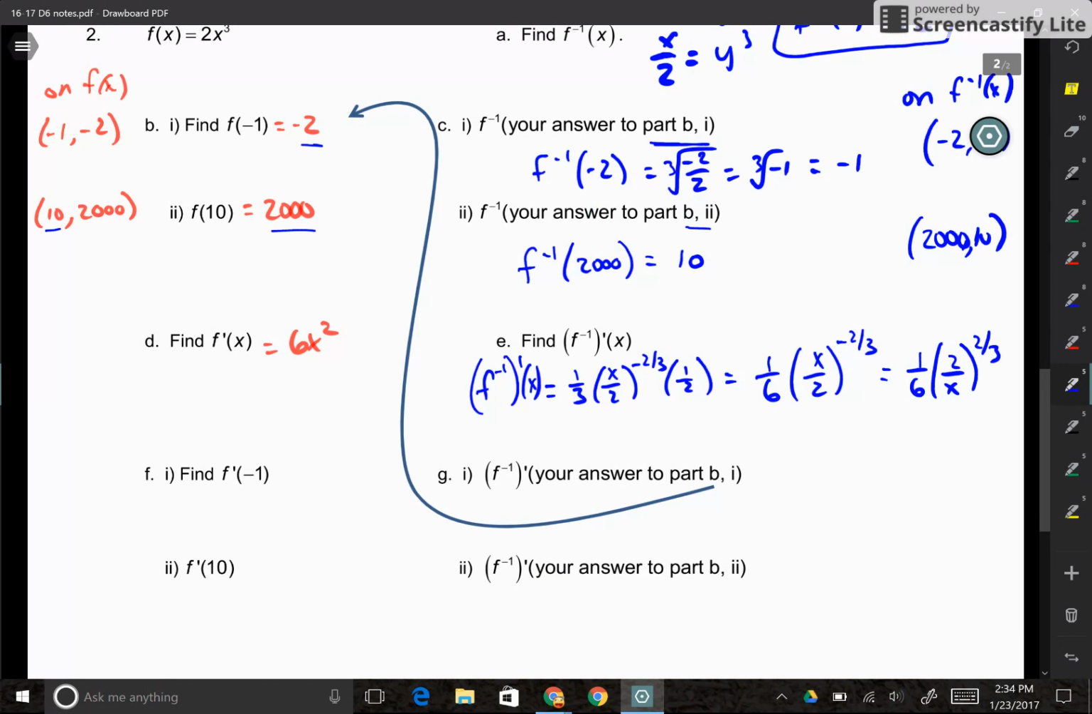Okay, letter F. f prime of negative 1. No big deal. That's 6 times negative 1 squared, 6 times 1, that's 6. f prime of 10: 10 squared is 100, times 6, that's 600. Okay, so f inverse prime of your answer to part B. We're going all the way back up here to part B, and we're going to use that number right there, that negative 2. So we're trying to find f inverse prime.